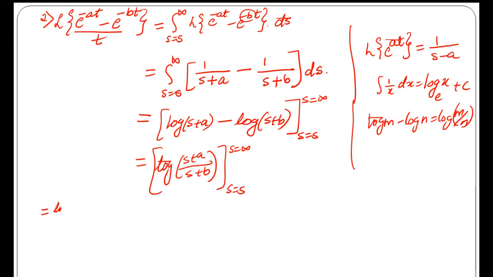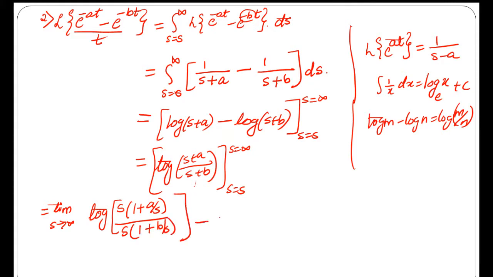Upper limit I will apply first. Limit s tends to infinity, log of, while applying the upper limit, if you substitute s equal to infinity, you will get an infinity by infinity form. That's the reason I will take s outside. So we will get 1 plus a by s in the numerator, and if I take s outside from the denominator, I get 1 plus b by s. And minus the lower limit, limit s tends to s only, log of s plus a by s plus b, there is no change. So here s gets cancelled. Now apply the limits, s to infinity.